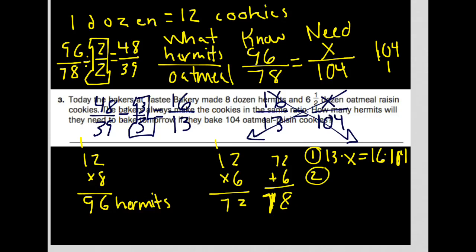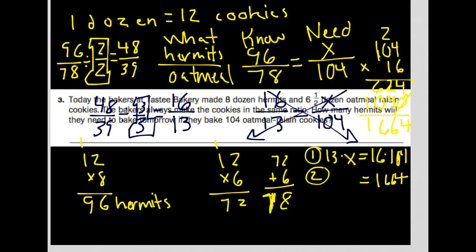104 times 16. 6 times 4 is 24. 6 times 0 is 0, plus 2 is 2. 6 times 1 is 6. Put a 0, line through it, move over. 1 times 4 is 4. 1 times 0 is 0. 1 times 1 is 1. Add those up and I get 1,664.